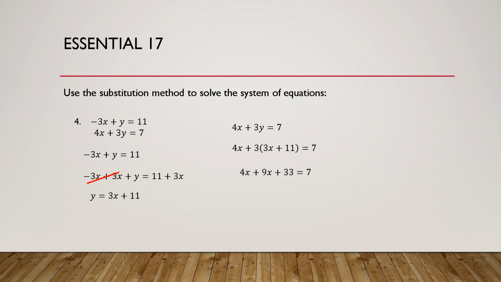Combine our like terms and subtract 33 from both sides gives us 13x equals negative 26. Divide both sides by 13 to get x equals negative 2. Next, we take the known x value and substitute it in the first equation to get y equals 3 times negative 2 plus 11, or y equals negative 6 plus 11, or y equals 5.